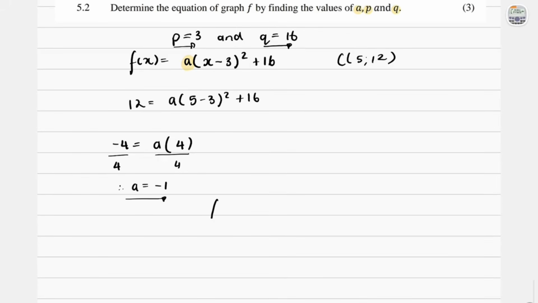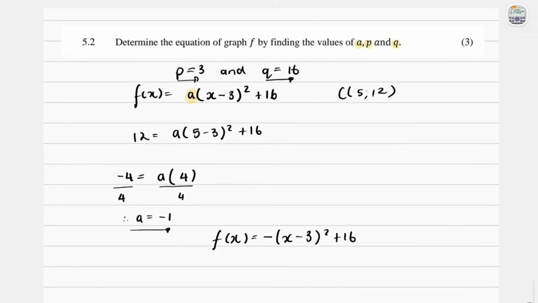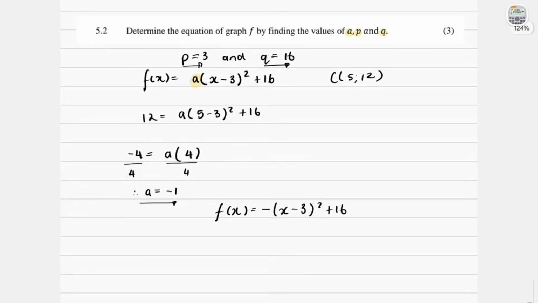And so the equation of f is therefore f of x is equal to negative 1 times (x minus 3) all squared plus 16. And that is our answer. Moving on to the next question.